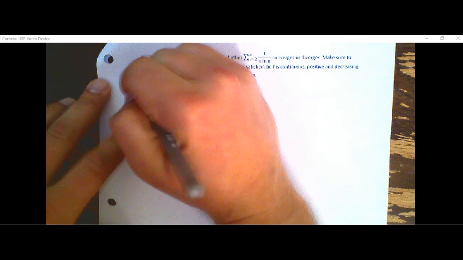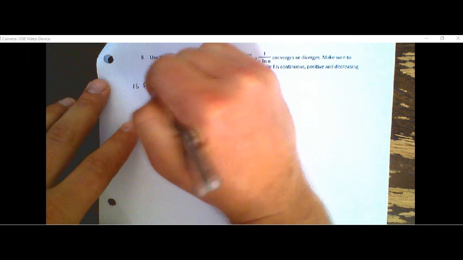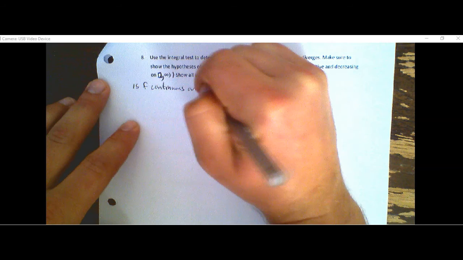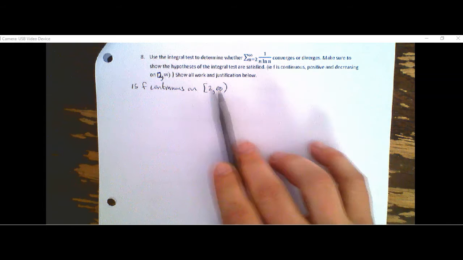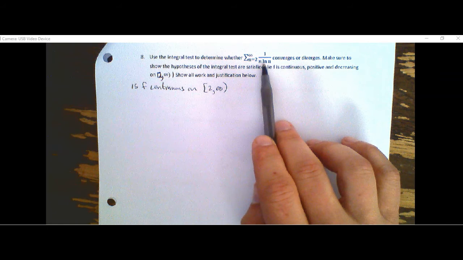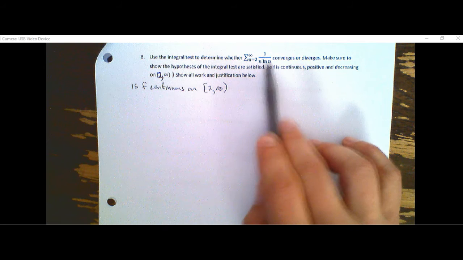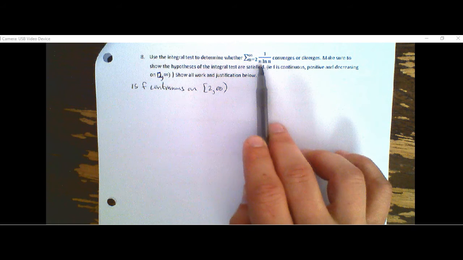So let's do continuity. Is f continuous on 2 to infinity? Well, let's look. What values make this guy down here 0? Well, if n were 0, it would be 0. And then what the natural log of what gives us 0? If n is 1, right? So the only values that make the denominator 0 are 0 and 1. So is f continuous? Yes. n is not equal to 0 or 1.